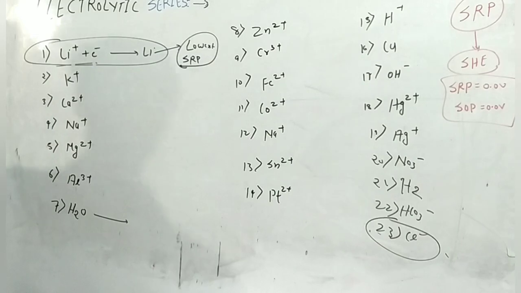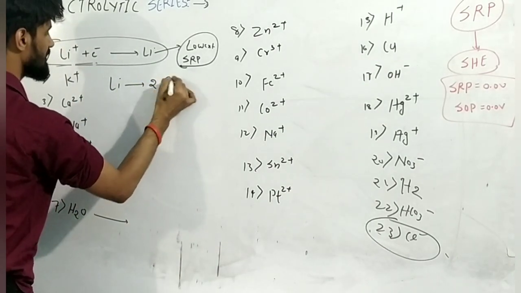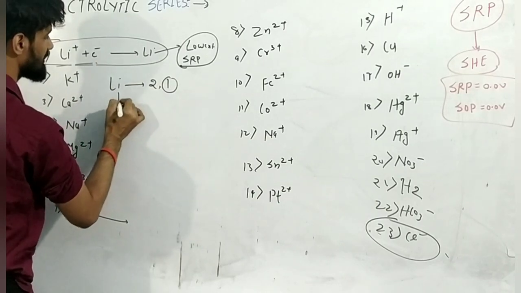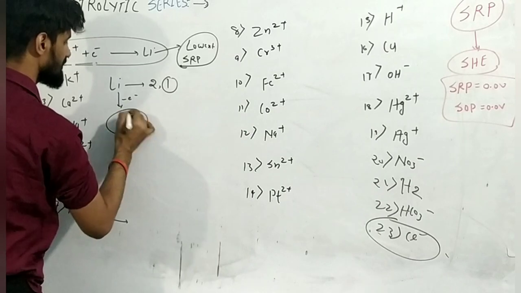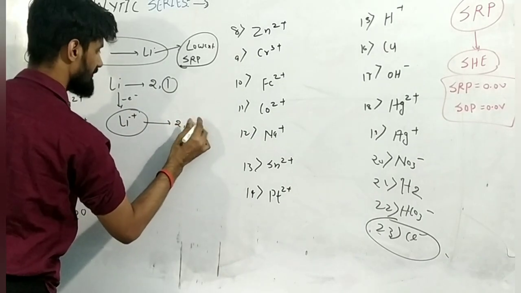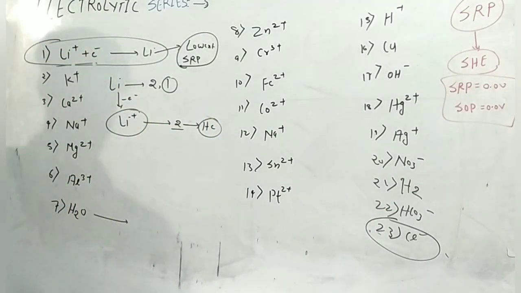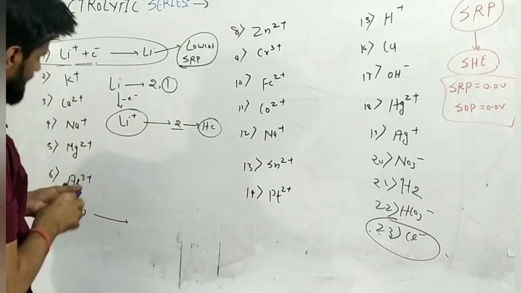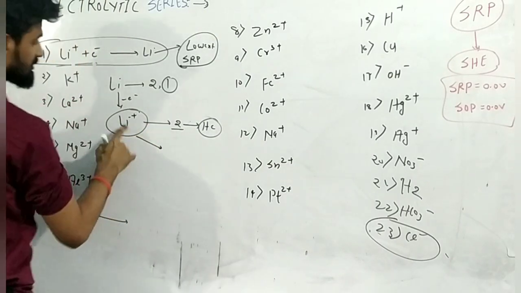The reason is that lithium has a configuration of 2, 1. If lithium has to be converted into lithium plus, it has to lose one electron, and then it will have a configuration of 2, that of helium. It will acquire the configuration of helium and become stable. So lithium plus is not going to gain the electron.